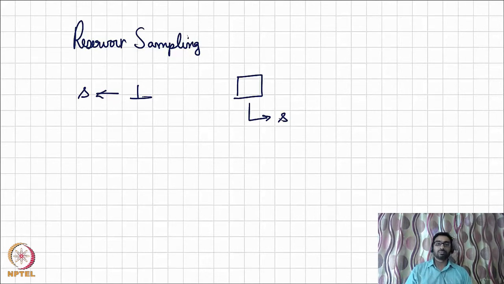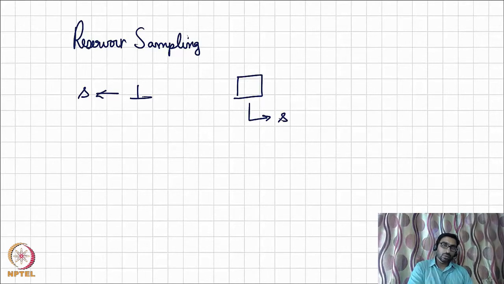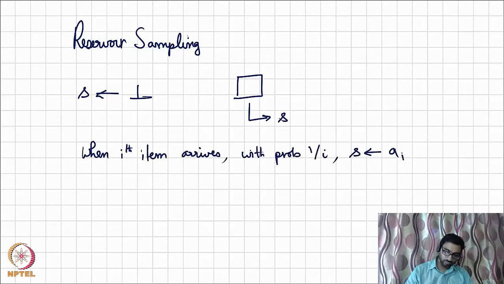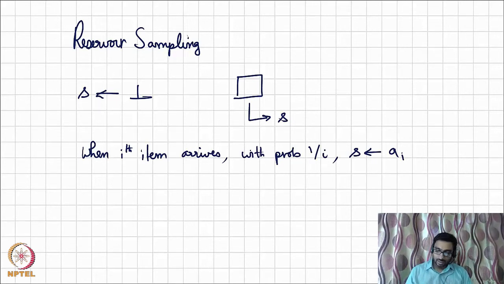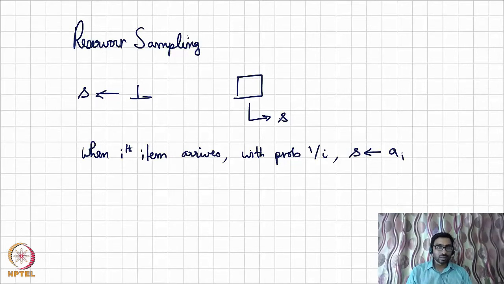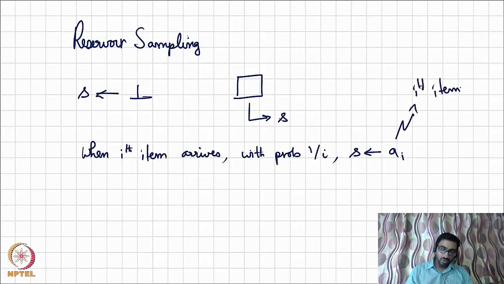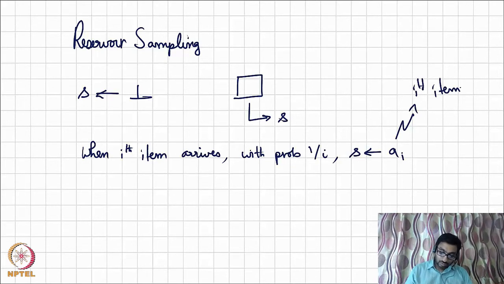So every time we look at the ith item, we toss a coin with bias 1 over i. And if that coin comes up heads, in other words, with probability 1 over i, we replace the current contents of S with a sub i. And of course, a sub i is the ith item. And that's it. This is the algorithm. We need to now prove that this algorithm actually outputs the correct sample that we want.